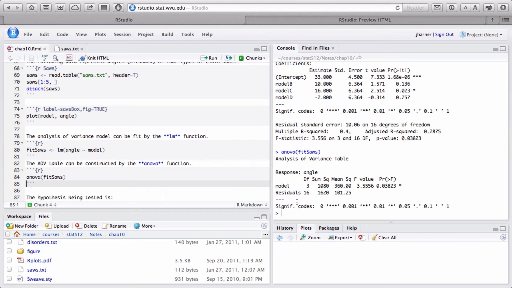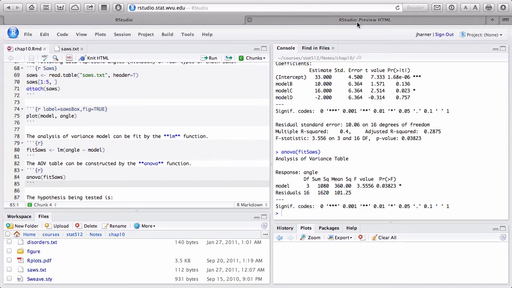So we get a sum of squares. So how do we go from the sum of squares to the mean square? The mean squares are what estimate sigma squared under the null. We divide the sum of squares by the degrees of freedom. In this case, 1080 divided by 3 is 360. That's the mean square.